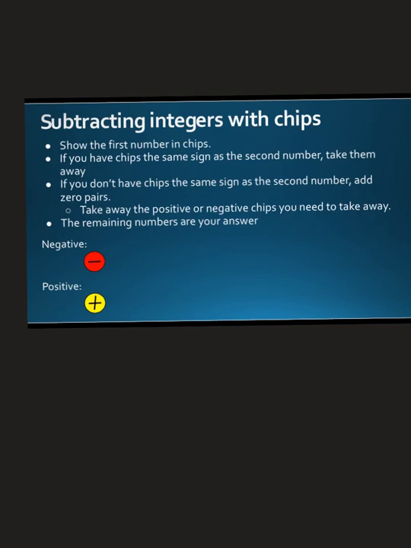So when we are subtracting integers with chips, we do have a couple of steps we have to follow. Step one would be to show the first number in chips. If you have chips with the same sign as the second number, take them away. If you don't have chips that are the same sign as the second number, you can add zero pairs. And remember, a zero pair is a negative and a positive, because one negative and one positive cancel out to be zero. And then the remaining numbers are your answer. So we're going to practice with this on the next slide.